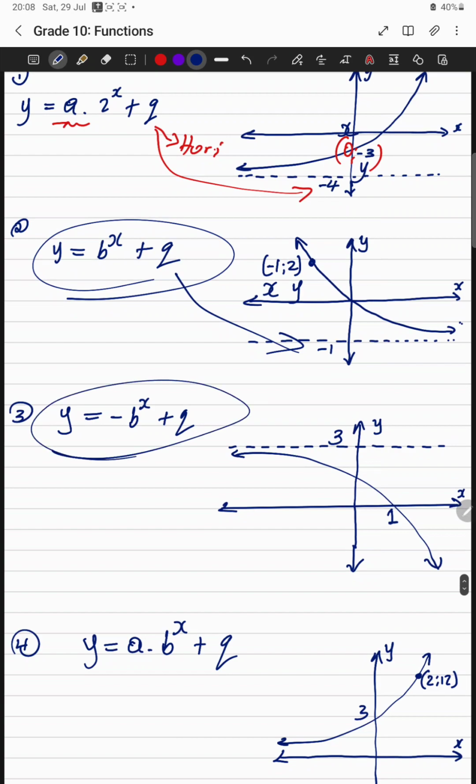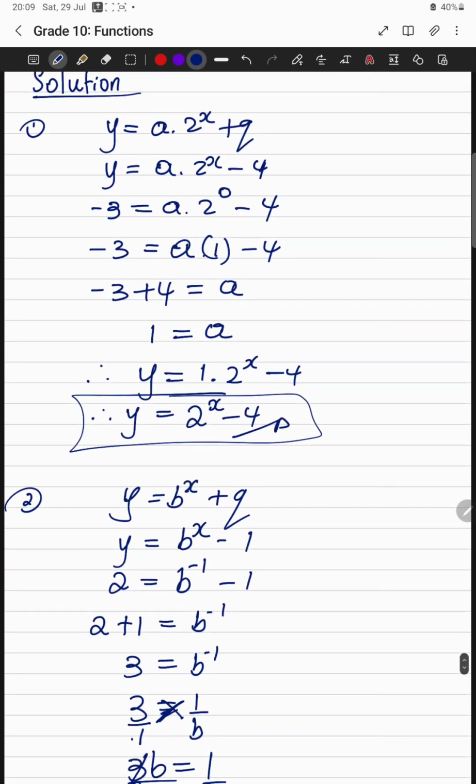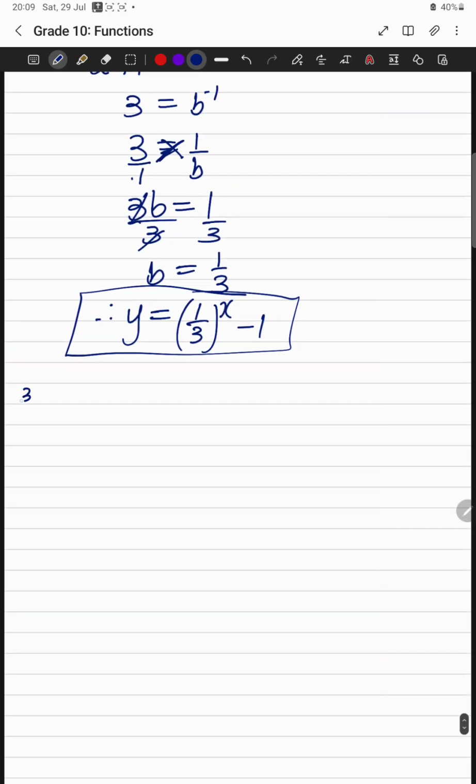Number 3 is for the negative b again, guys. In the place of the horizontal asymptote, we're going to put q, or in place of q, we're going to put 3. And then now we're going to use this point. Remember, if there's 1 here, that means the point must be 1, 0. So this is x, this is y. So let's begin by substituting 3 in place of q. y is equal to negative b to the power x plus q. So it must be negative b, and then plus 3.